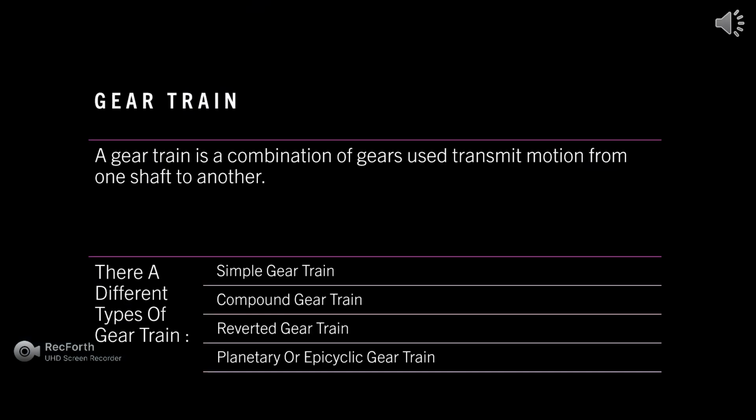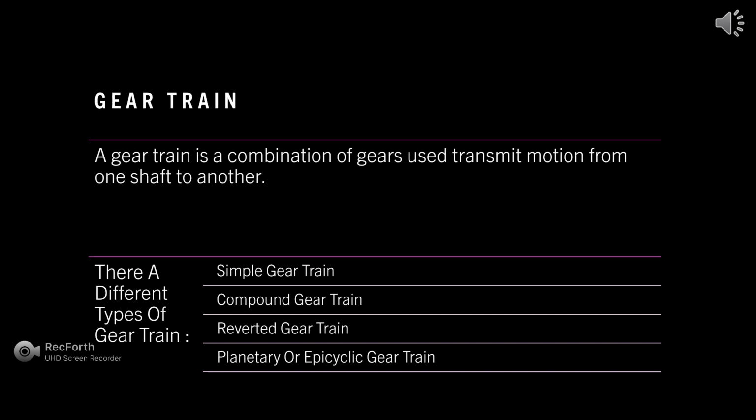Okay, gear train. A gear train is a combination of gears used to transmit motion from one shaft to another. So there are different types of gear train. The first one is the simple gear train. A simple gear train consists of two or more gears that are connected to transmit mechanical power from one gear to another. The gears in a simple gear train are arranged in a linear fashion, with each gear being connected to the next gear by a shaft.